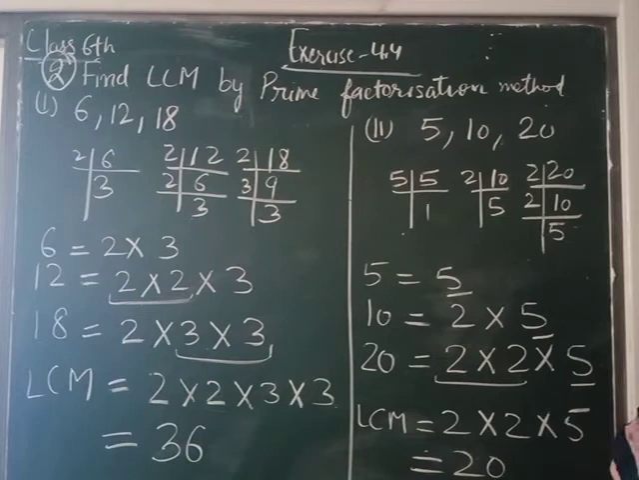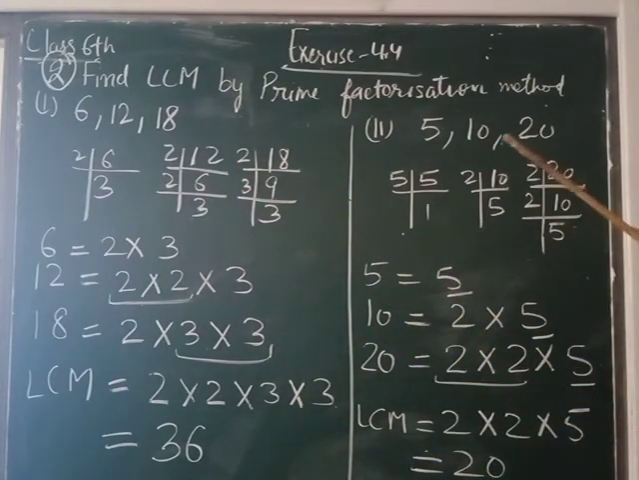So 36 is the least common multiple of all the numbers 6, 12 and 18. 36 is the number which comes in the tables of all three, and it is the least number which occurs in the tables of 6, 12 and 18.